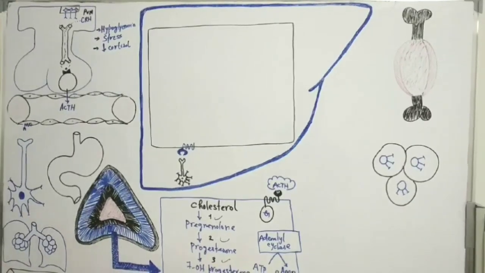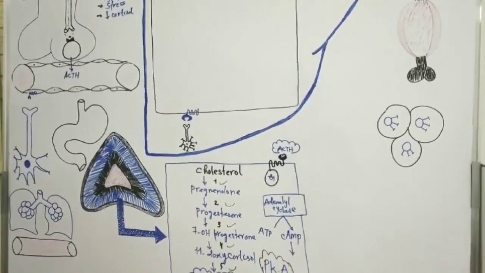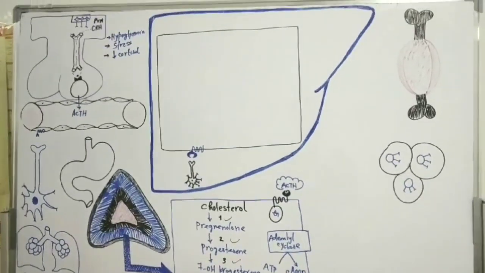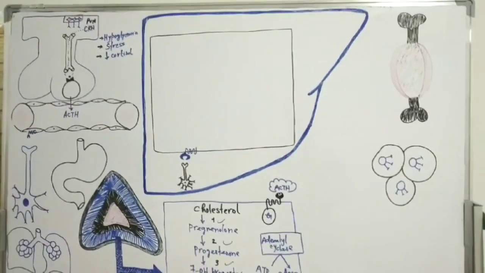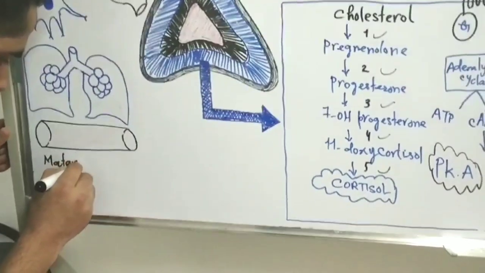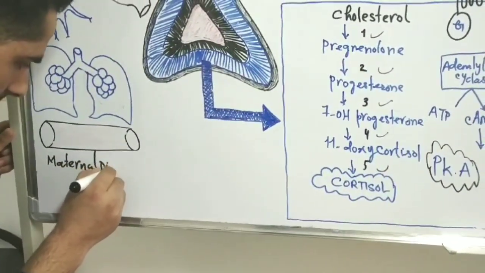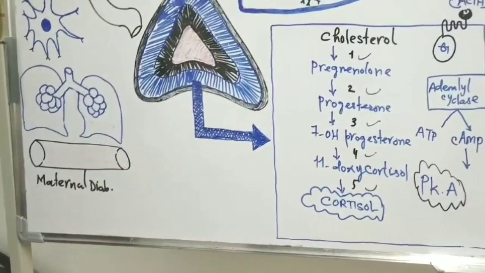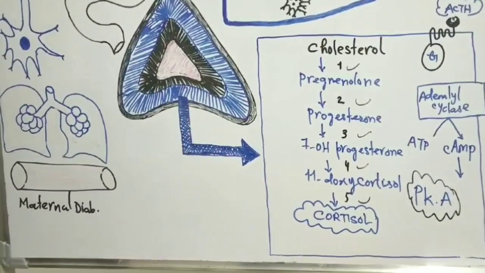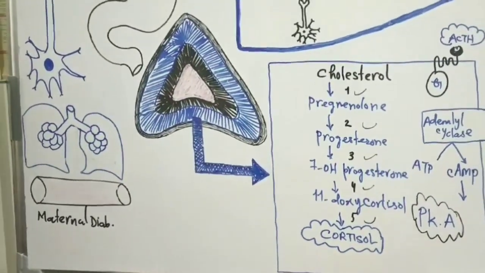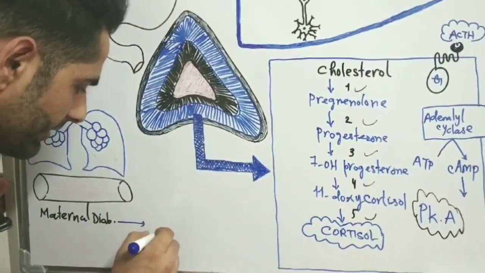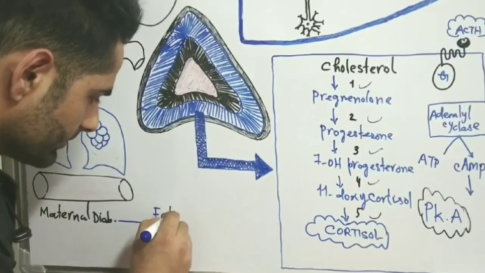The point which I want to mention here is that whenever a mother develops diabetes, if a pregnant woman develops diabetes, that is called maternal diabetes. The baby which is inside the mother's womb is prone to develop diabetes, which is known as fetal diabetes. From the mother, a baby can get diabetes, which is known as fetal diabetes.